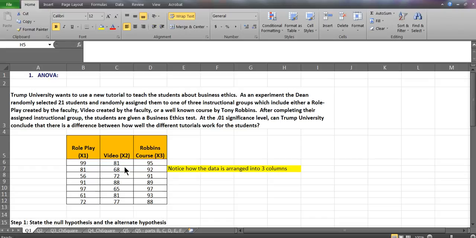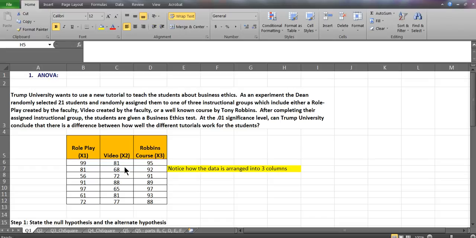So here you go. This first problem says, Trump University, I hope you like that, wants to use a new tutorial to teach students about business ethics. How fitting is that? As an experiment, the dean randomly selected 21 students and assigned them to one of 3 instructional groups. There's a role play group that was created by the faculty, a video also created by the faculty, and a well-known course by the one and only Tony Robbins.